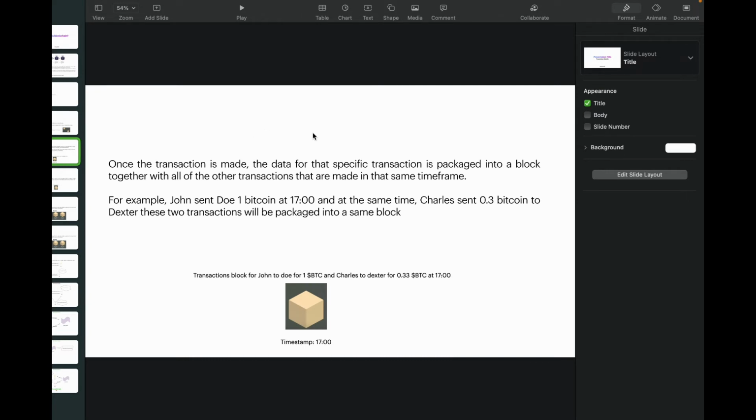the data of that specific transaction and all of the other transactions that are made in that specific time frame are packaged in one block. For example, Mr. Joe sent Mr. Doe 1 Bitcoin at 17, and at the same time, Charles sends 0.3 Bitcoin to Dexter. These two transactions will be packaged in the same block, and there can be many other transactions also, all packaged in one block.